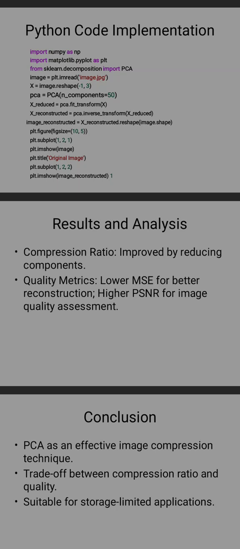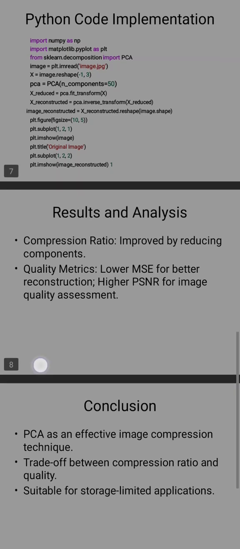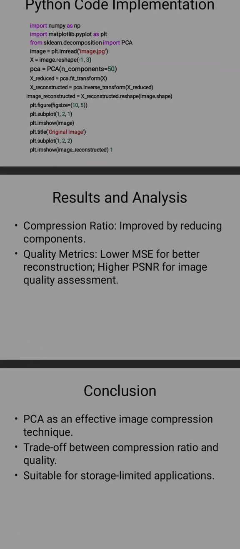And next step, plt.figure, where the size of the figure can be mentioned. And here the plotting can be given in two subplots. In subplot 1, we show the original image, and in the second plot the image after applying PCA is shown. So this is the Python code implementation.